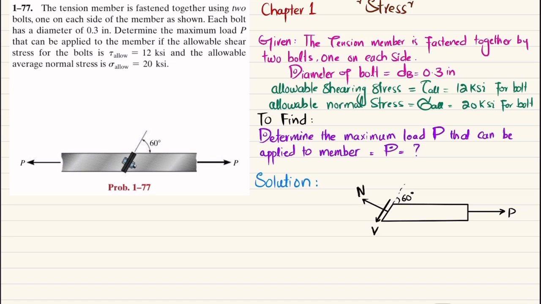So we'll find this normal force and V in this member, because you can see that this shear force will tend to shear this bolt, and this normal force will cause tension in this bolt. So based on these two criteria, we'll find the maximum load that can be applied on P. So we will find N and V by using equations of equilibrium.